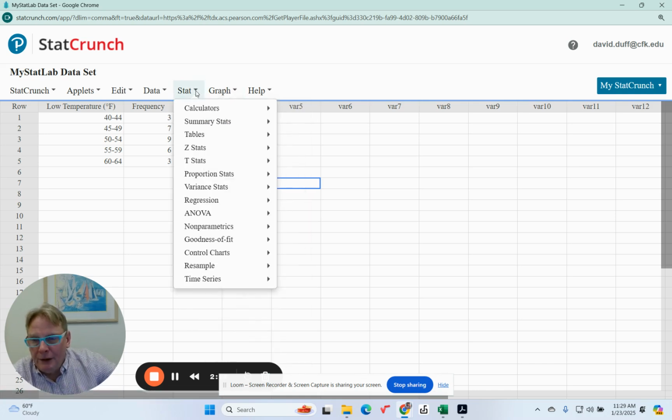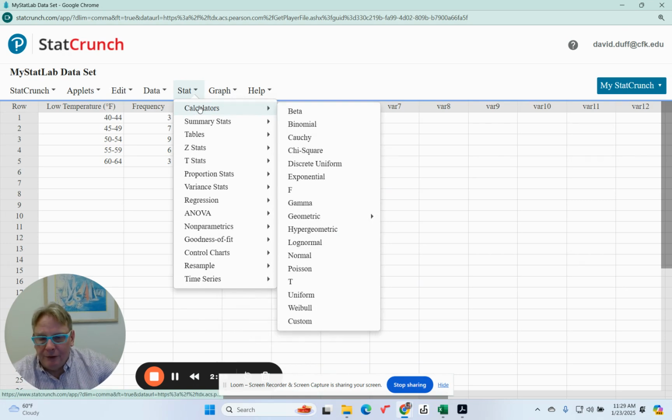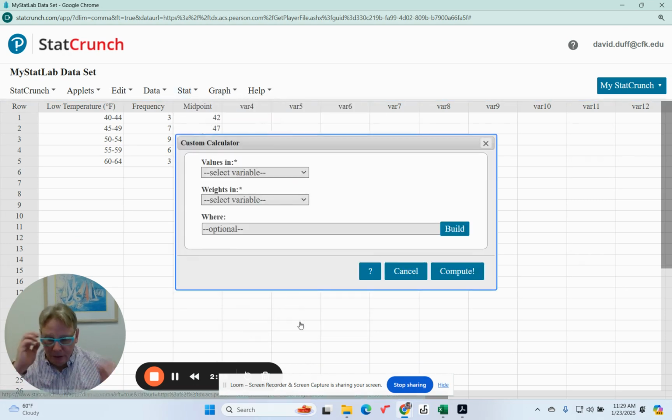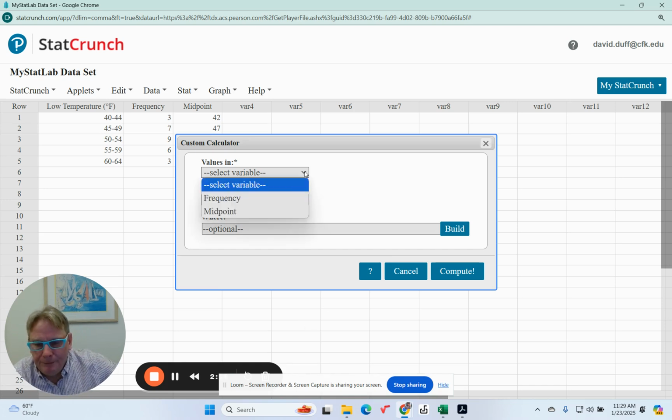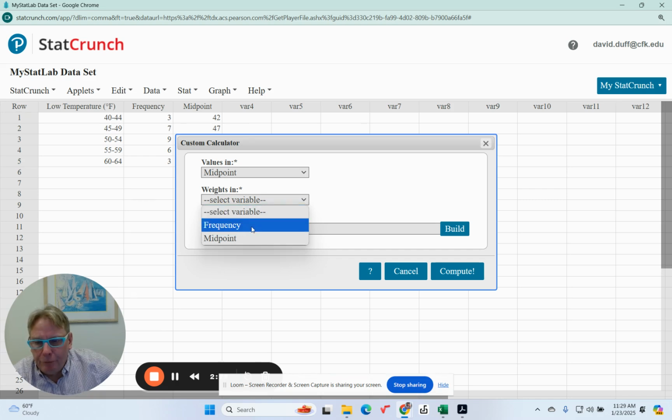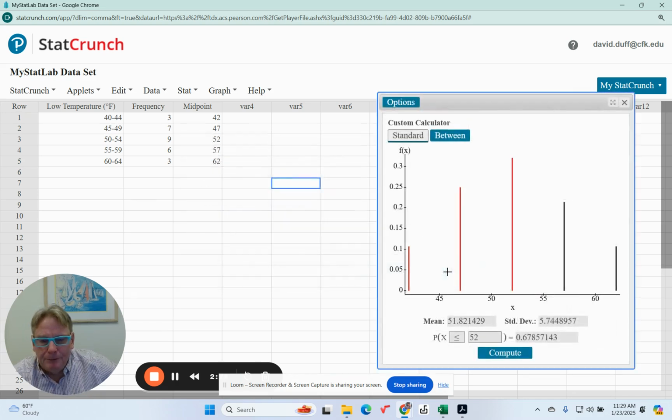So I'm going to go to Stat Calculators, and I'm going to go to Custom, right? In the Custom Calculator, the values will be in the midpoint column, and the weights will be in the frequency column. And I'm going to hit Compute. And that will give us the mean, the standard deviation. Let's not worry about this probability section down here just yet. This will come into play later on in the semester.